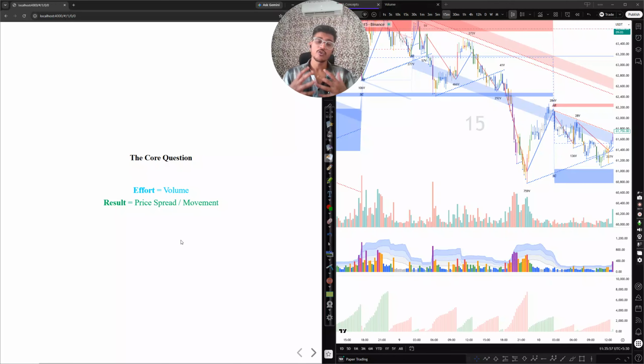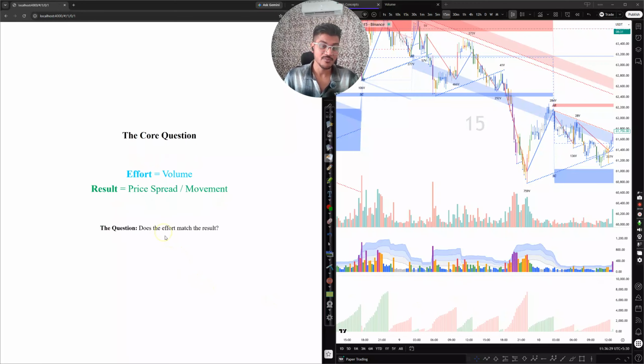So the core question that we need to answer is the effort, which is the volume, and the result, which is represented by the price spread or movement of the price. First of all, effort is your volume, and result is what happens when that force or volume is applied to the price, and that's how the price moves. So the question is, does the effort match the result?